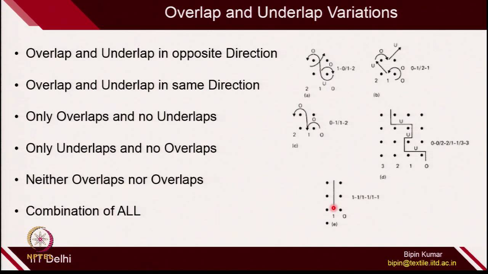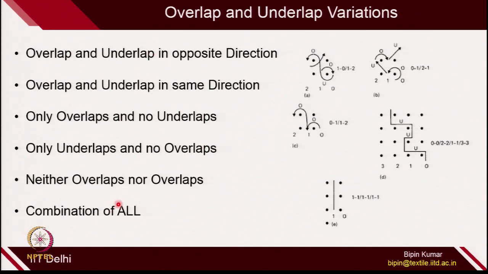So, the warp beam is provided to each guide and the yarn is just moving in a straight fashion. Here the loops cannot be generated, only the yarn is moving in a straight direction. And the other complicated possibilities are where you can combine all of these together.